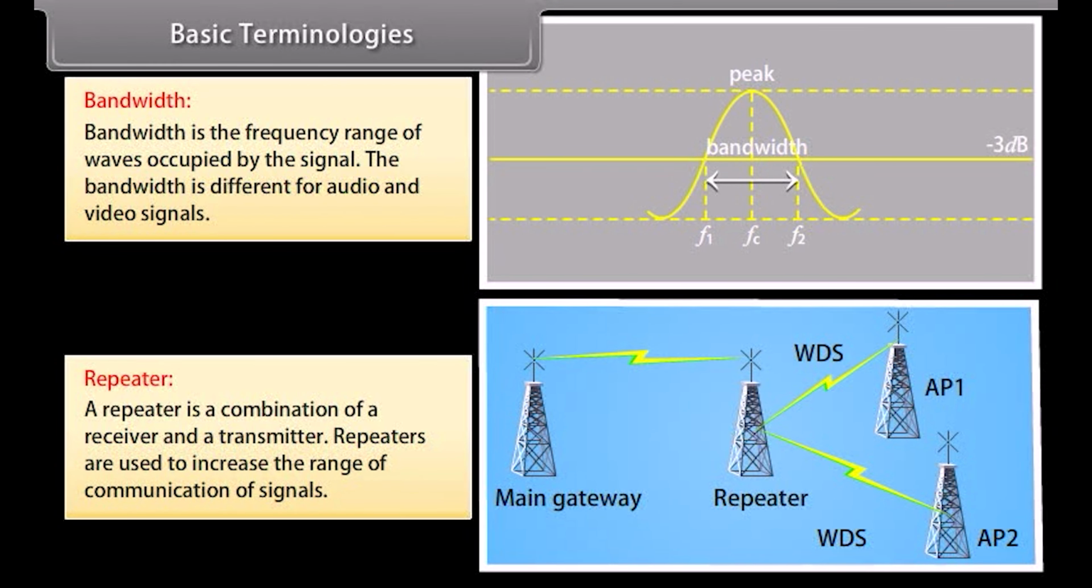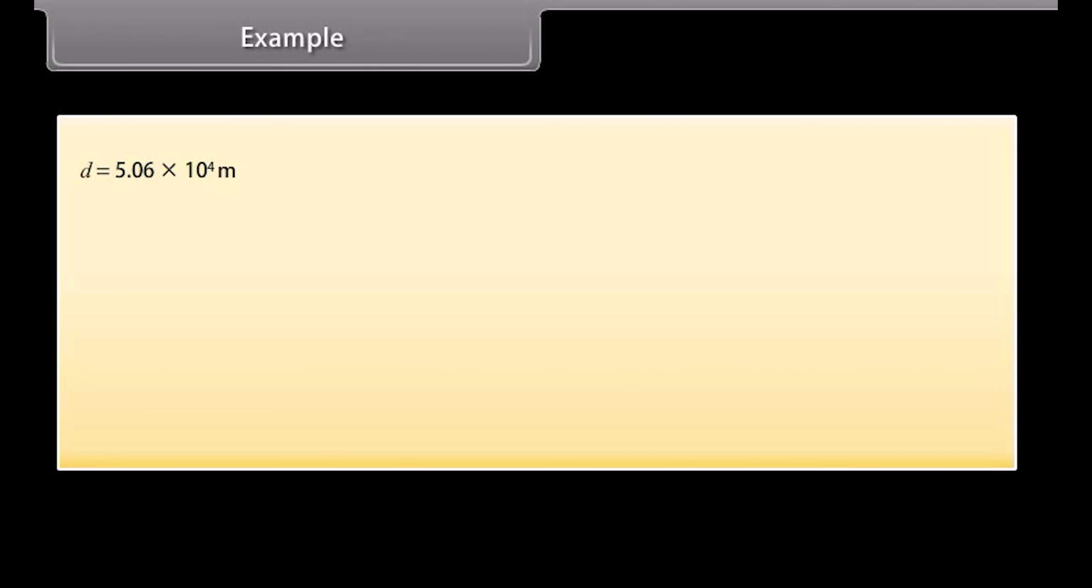Let's see the solution. Given values are h equal to 200 meters, population density equal to 1,800 per kilometer square, Earth radius equal to 6,400 kilometers. The range of transmission is given by d equal to square root of 2hR. Now, put the values and calculate. We get the value of d equal to 5.06 into 10 raised to the power 4 meters.